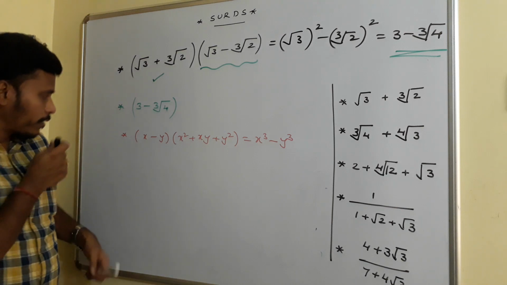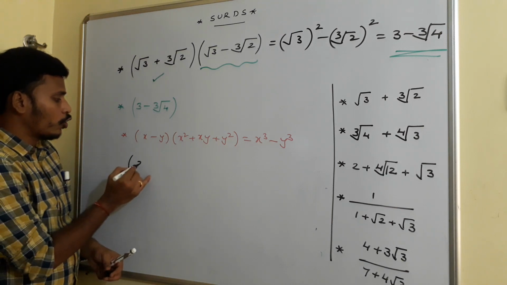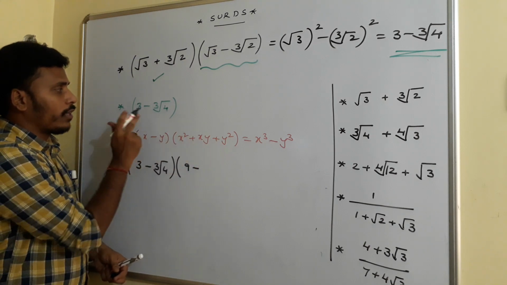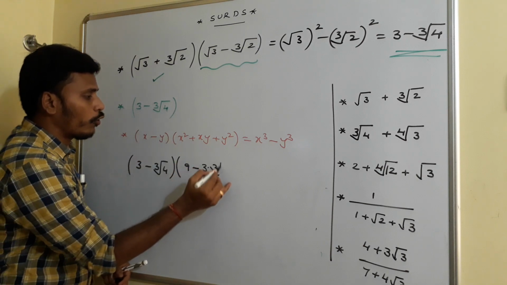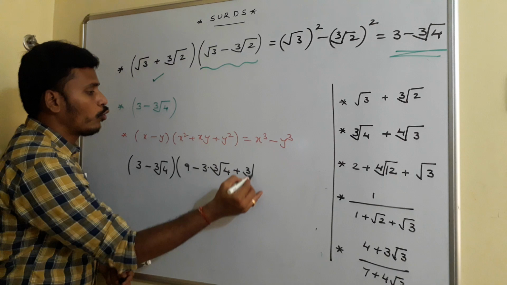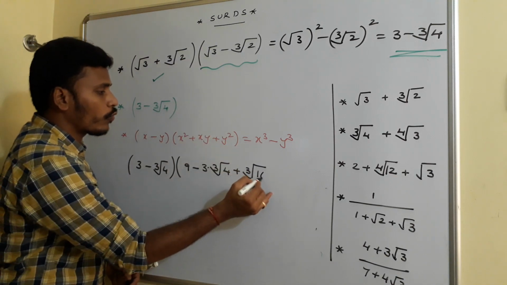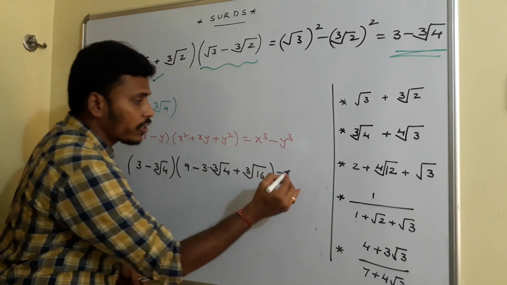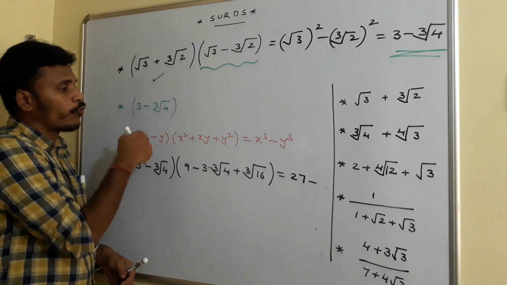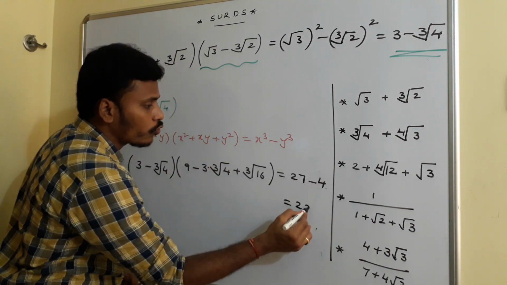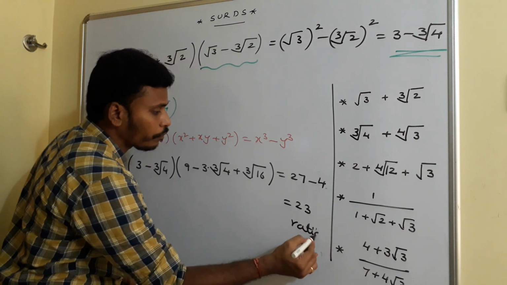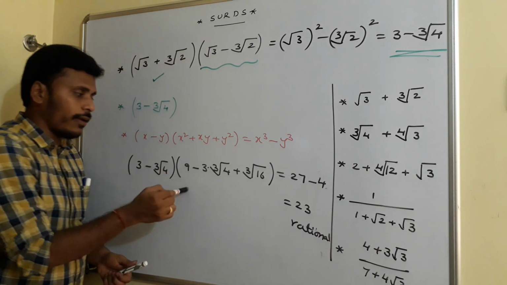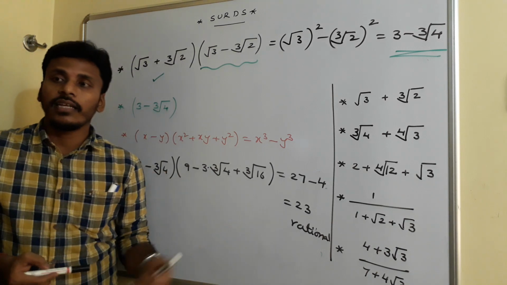Replace x with 3. So 3 minus y, with cube root 4, into x square is 9, xy, the product of these two, is 3 into cube root 4, plus y square is what? Cube root of 4 square is cube root of 16, equal to x cube minus y cube. Since x is 3, x cube is 27, minus y is cube root 4, its cube is 4. 27 minus 4 is 23, a rational number. Think once again. If you multiply this 3 minus cube root 4 with this trinomial set, the result is a rational number.